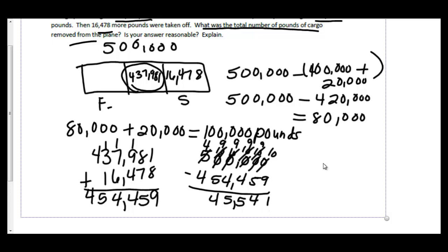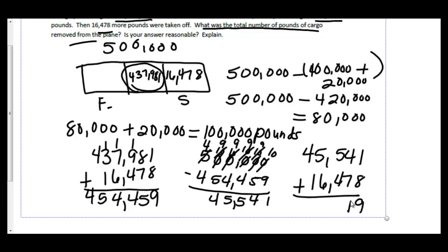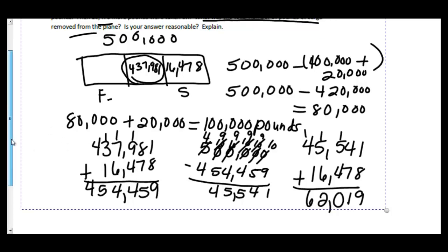But again, the question says what was the total number of pounds of cargo removed from the plane? So I have to take that 45,541 pounds, add it to the second load, which was 16,478 pounds. So that gives me 62,019 pounds. Okay, so our sentence would be, and I think I'm going to go ahead and type all of this today.